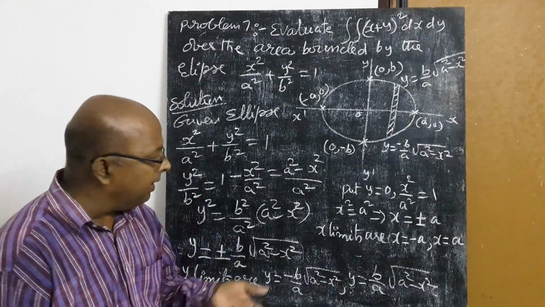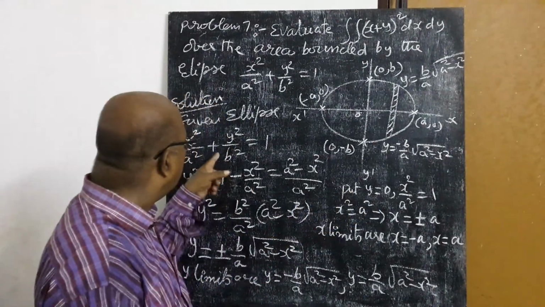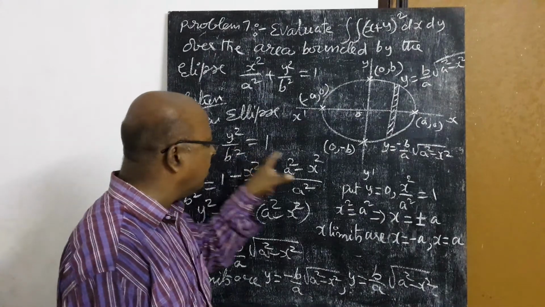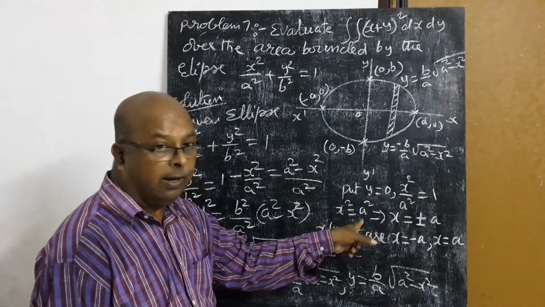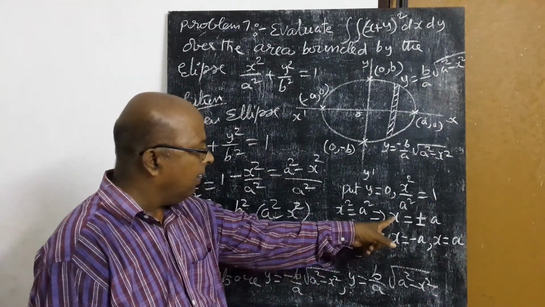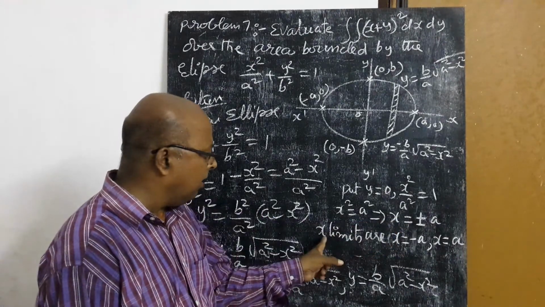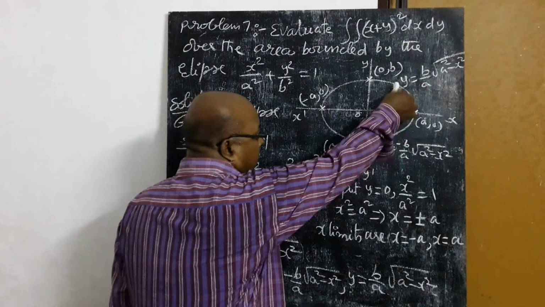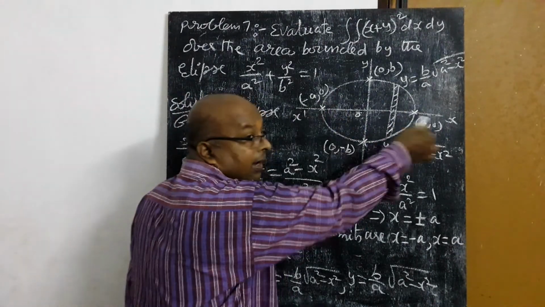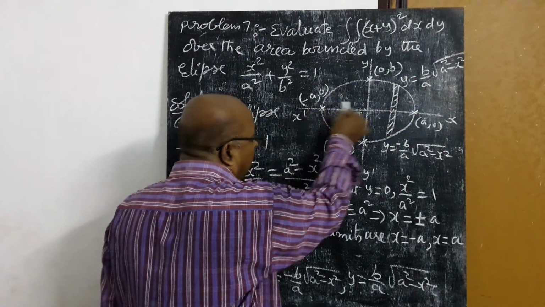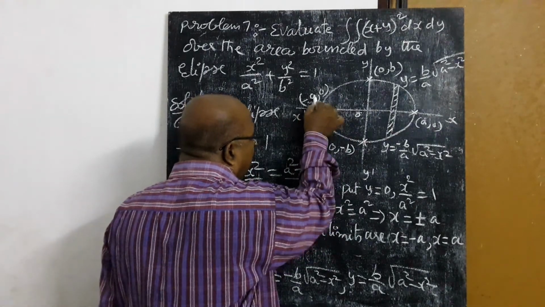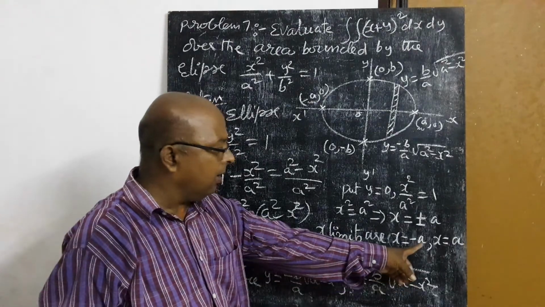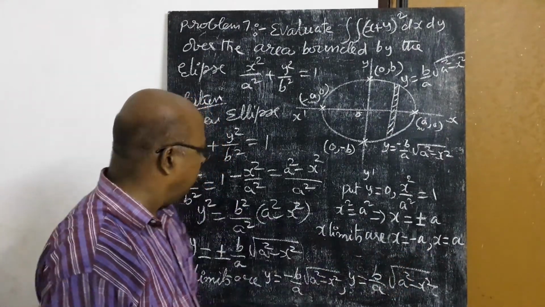How do we get the x limits? Put y is equal to 0 in the ellipse equation. We get x²/a² is equal to 1. Cross multiplying, x² is equal to a², so x is equal to plus or minus a. So the x limits are x is equal to minus a, moving the strip to cover the entire ellipse along the x axis, to a. These are the x limits, x is equal to minus a, x is equal to a. Note this down.